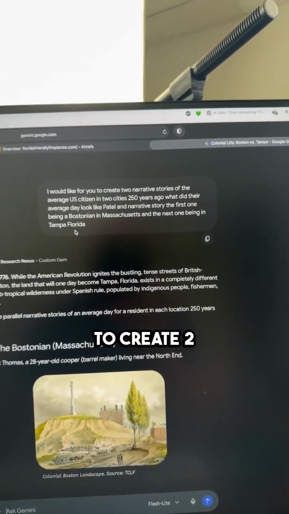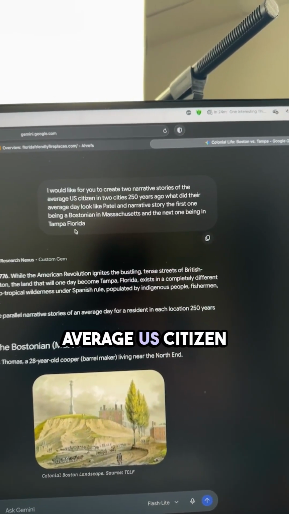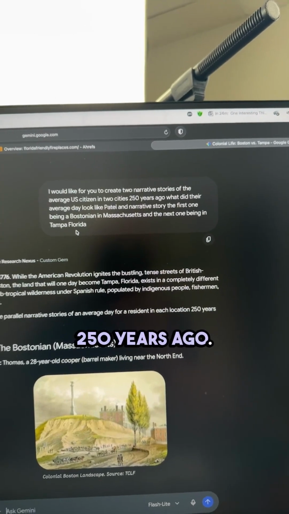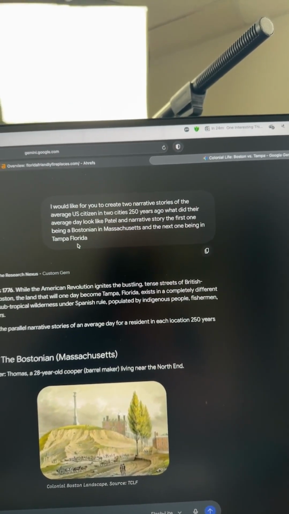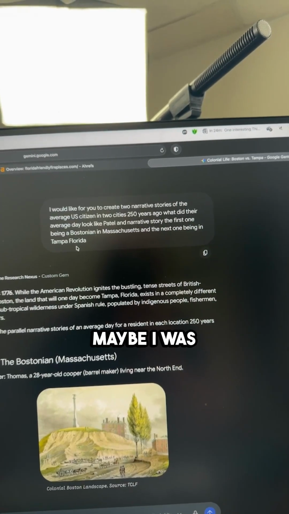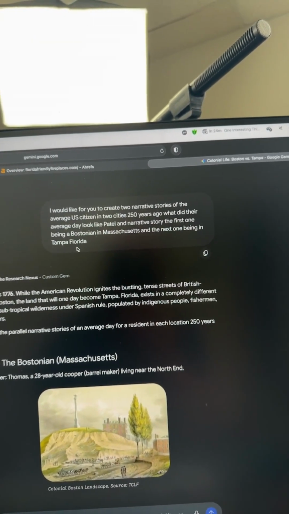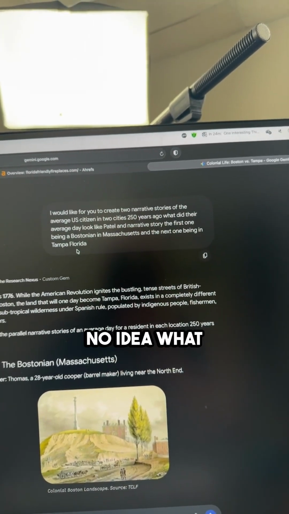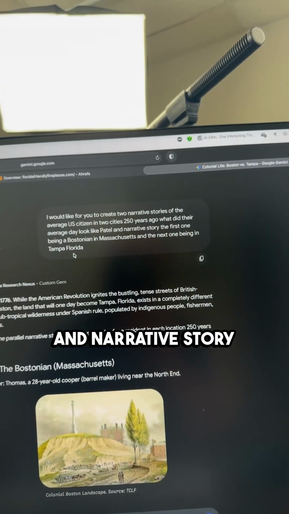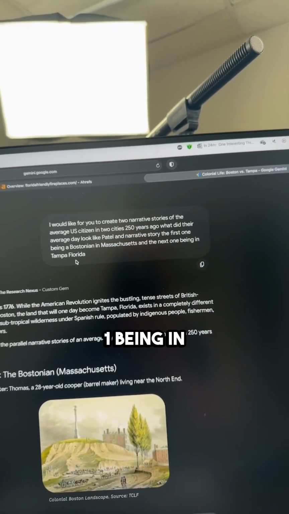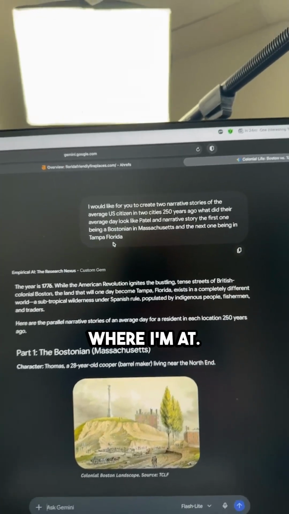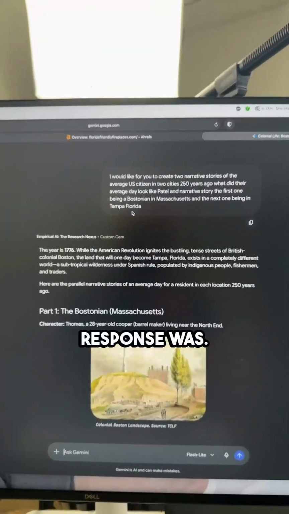I would like for you to create two narrative stories of the average U.S. citizen in two cities 250 years ago. What did their average day look like? I'm not sure what that word was there. Maybe I was dictating it on the phone. I have no idea what I said there. The first narrative story is a Bostonian in Massachusetts, and the next one is in Tampa, Florida, which is where I'm at. So this is what the response was.